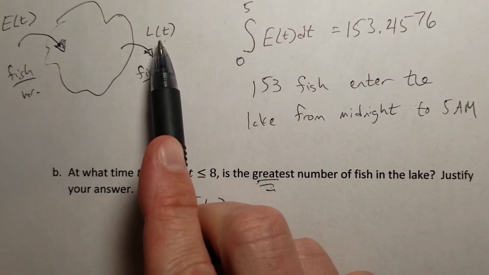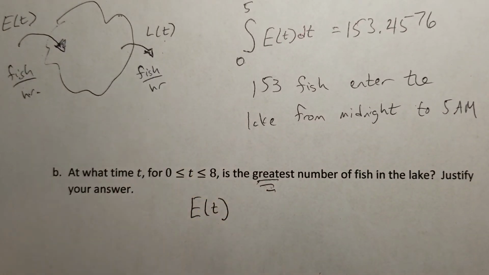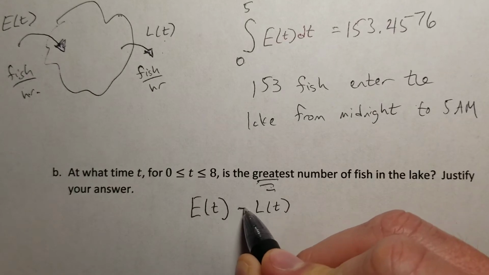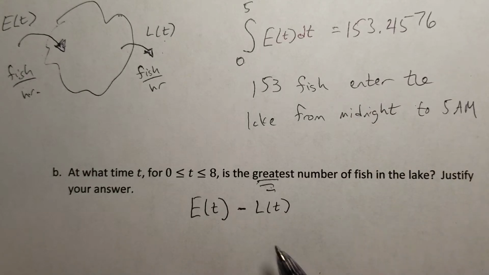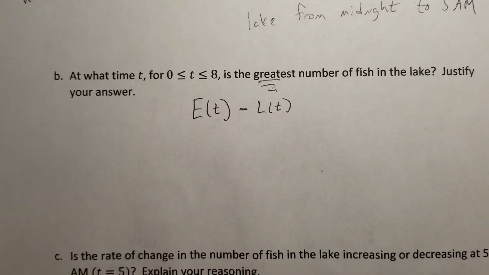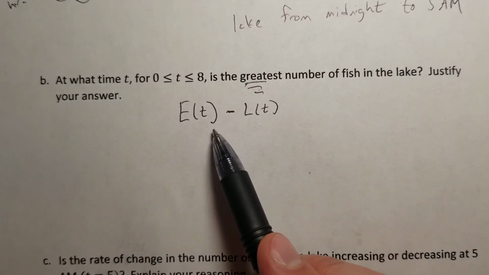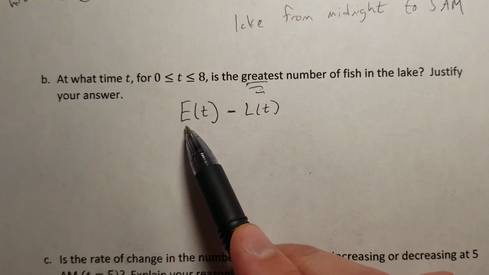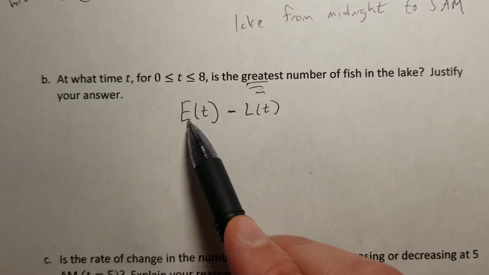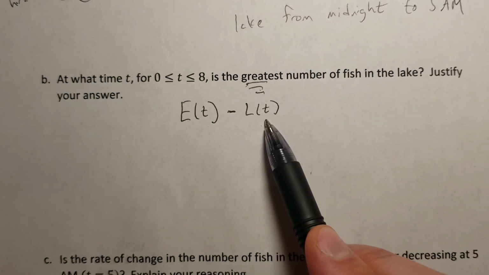L of t is fish leaving the lake, which means that now I'm losing fish, which means that I want to take L of t and subtract it because this is my negative rate. Now, E of t minus L of t is going to represent the rate that fish enter and the rate that fish leave.